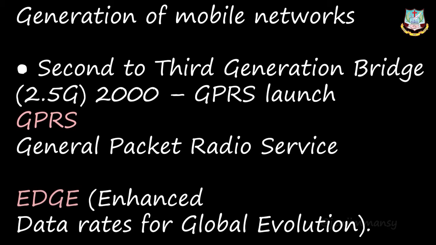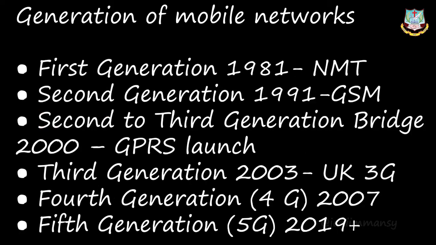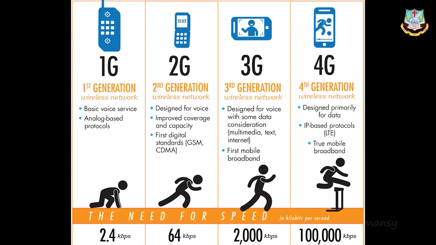The next one is 3G, that is third generation. This was introduced in the year 2003, with the first UK 3G launch. This generation of mobile network merges different mobile technology standards. That means it uses higher frequency bands for transmission, and CDMA also. CDMA is code division multiple access.